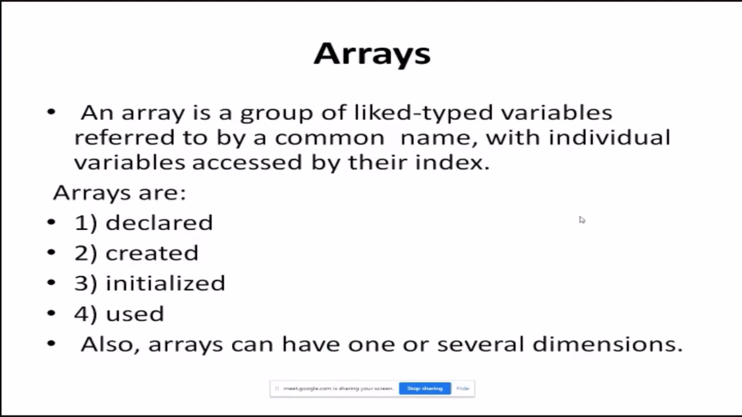An array is a collection of similar data type variables. For example, it is a collection of homogeneous elements. The things to know about arrays are declaration, creation, initialization, and utilization. So that is how to use the array.